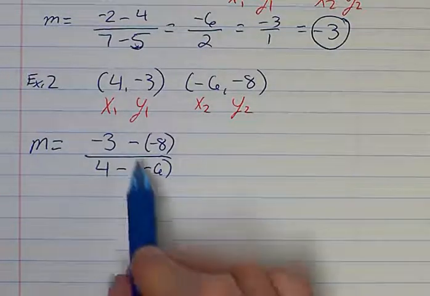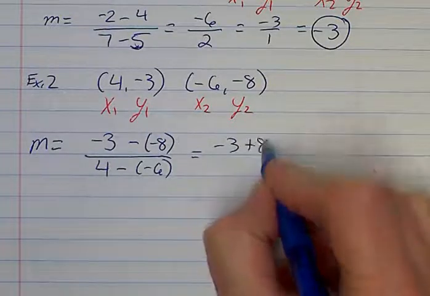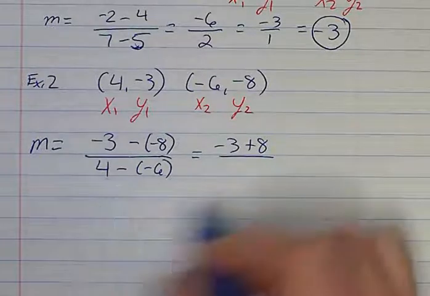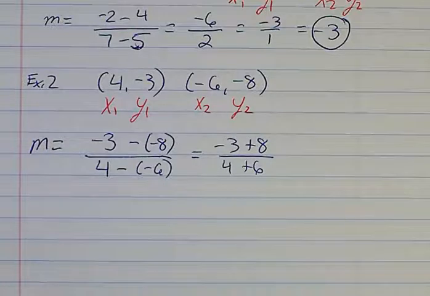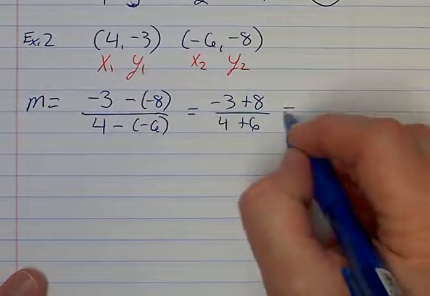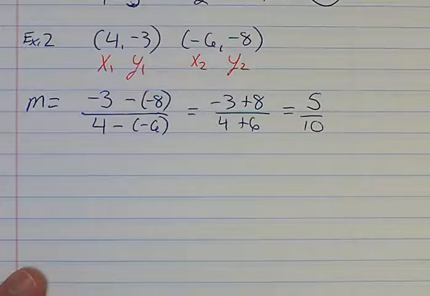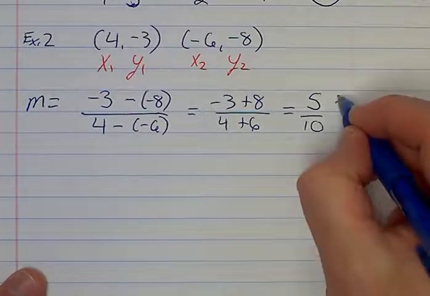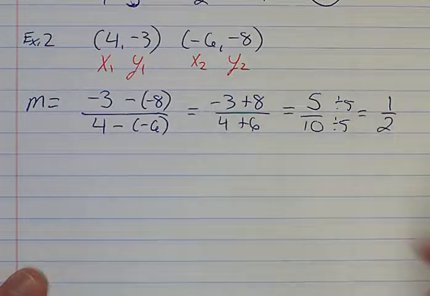Alright, because first thing is, you've got minus and negative right here. So take that minus negative and make that a plus. Same thing on the bottom. Take that minus -6 and make that a plus 6. Okay, and from there, -3 plus 8 would be 5. 4 plus 6 would be 10. And for that one, kind of like the problem we had before, you can divide both by 5. So for that slope, that would be 1/2.